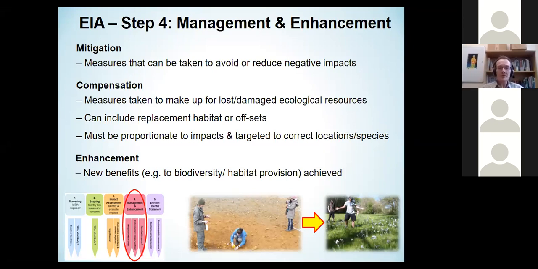It's also an opportunity to take forward those enhancement options. So here we can quantify what kind of enhancement can happen. A development can lead to an increase in biodiversity or an increase in habitat provision or other kinds of environmental benefits. And this part of the environmental impact assessment really brings that out in order to show the positive benefits.